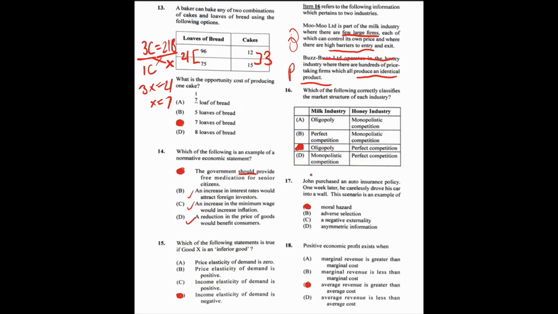Next, 18 says positive economic profit exists where C, average revenue is greater than average cost.